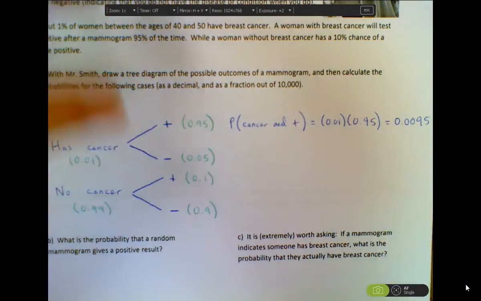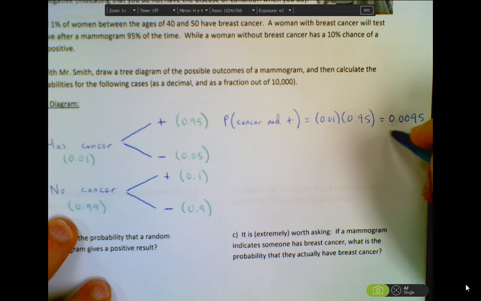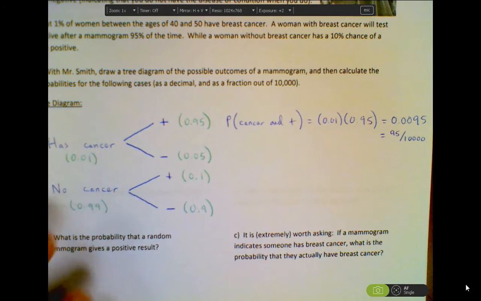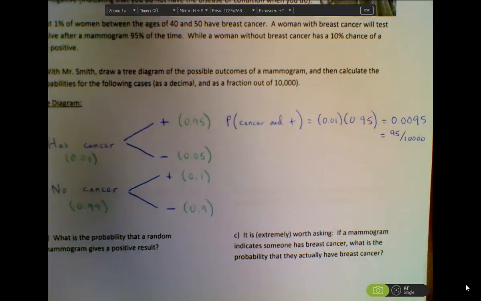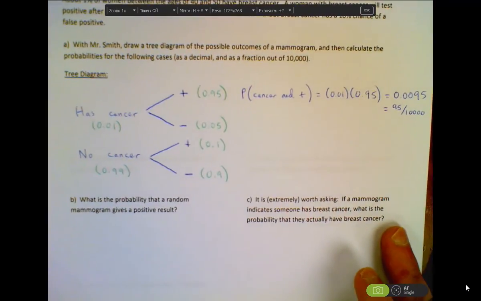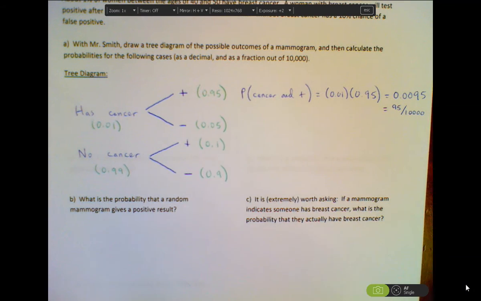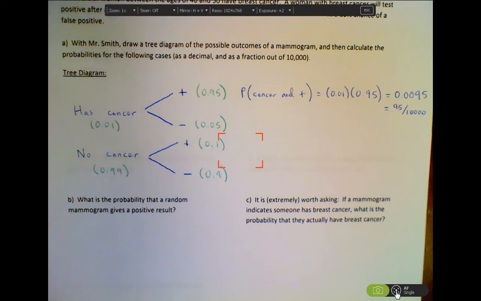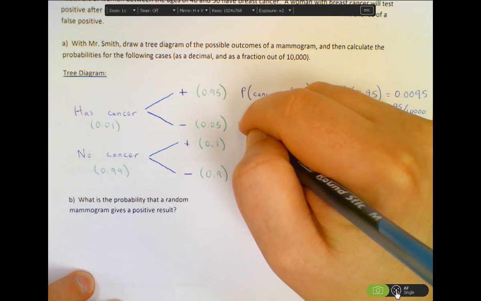And I'm also going to write this down below as a fraction out of 10,000, that's 95 out of 10,000. So if 10,000 women were to take a mammogram, what our math says here is that of 10,000, 95 of them will have breast cancer, and the test will come back positive. So let's repeat that for our other branches.